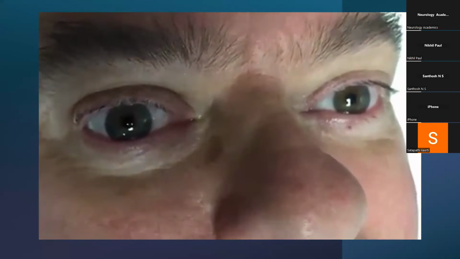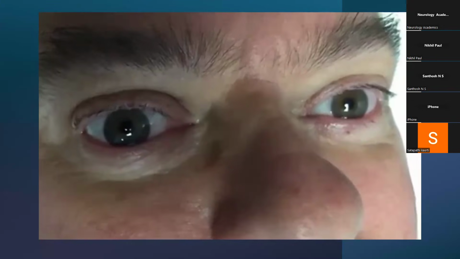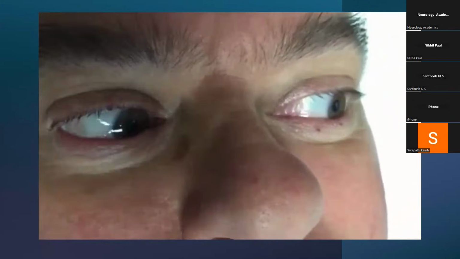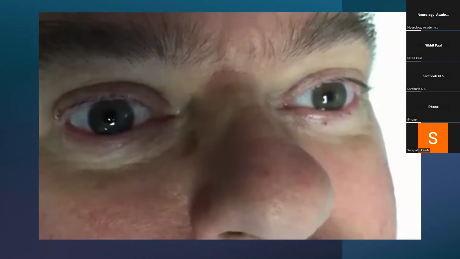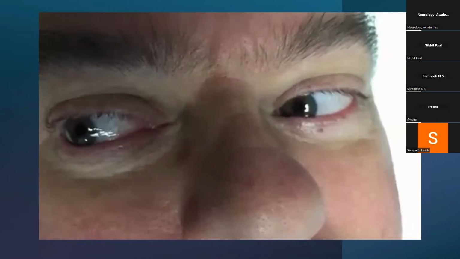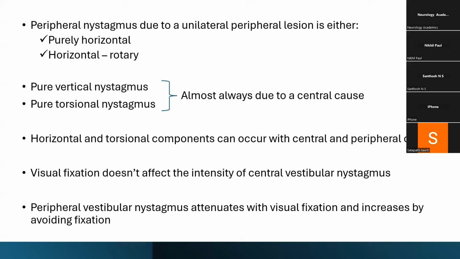So we can see that the fast component is towards the left side. So on looking to the left, the amplitude is significantly increased. It is present in the neutral position also, and on looking to the opposite side also. So you can actually classify it based on whether it's grade 1, 2, 3. So this is grade 3 nystagmus.